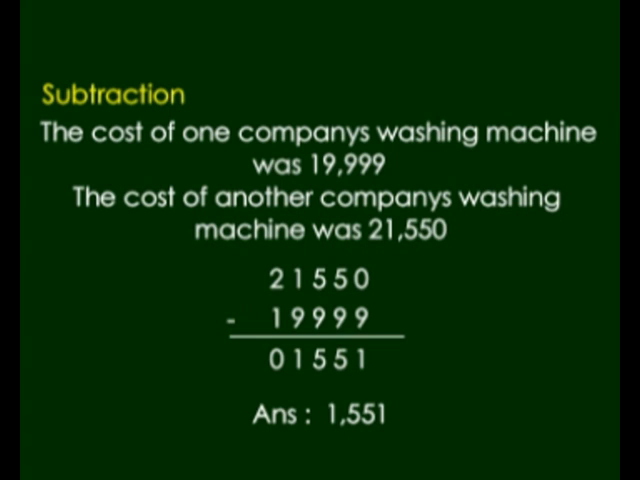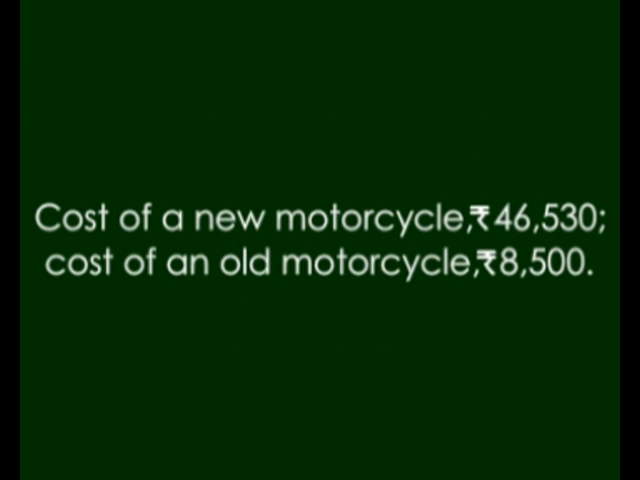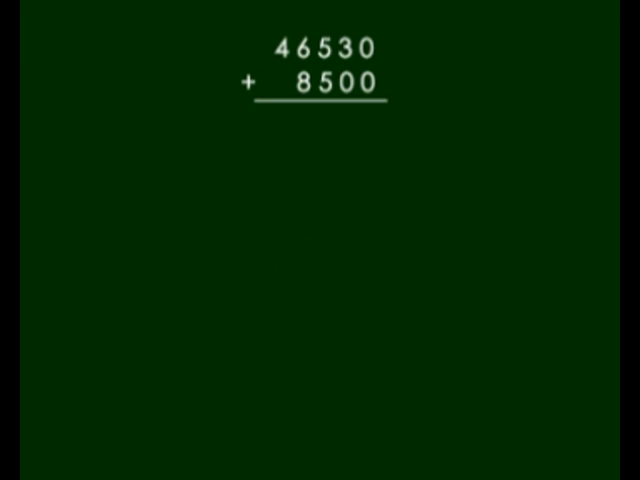Let's see one more sum. Cost of a new motorcycle is 46,530. Cost of an old motorcycle is 8,500. What is the total cost of two motorcycles? This is the sum of addition. 46,530 plus 8,500. Answer is 55,030. 55,030 rupees is the total cost.